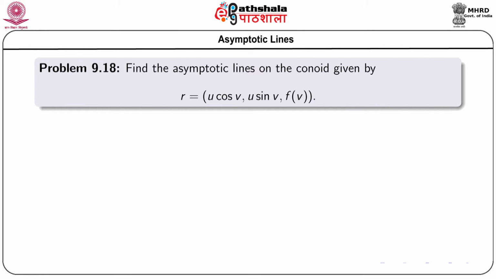Now, let us see the asymptotic lines for this conoid given by the equation r equals (u cos v, u sin v, f(v)). We are going to find the asymptotic lines for this surface.